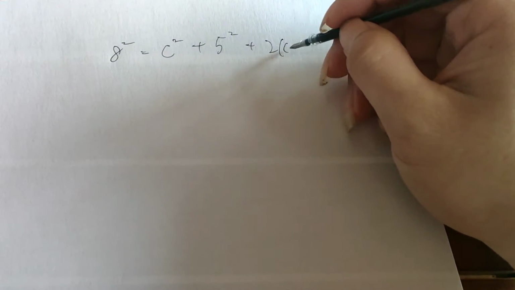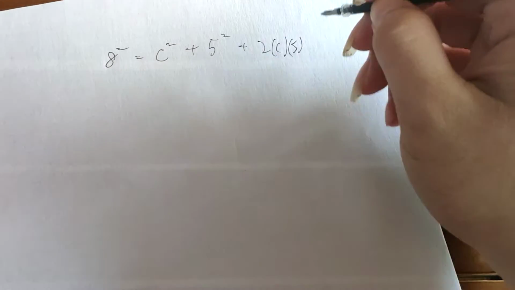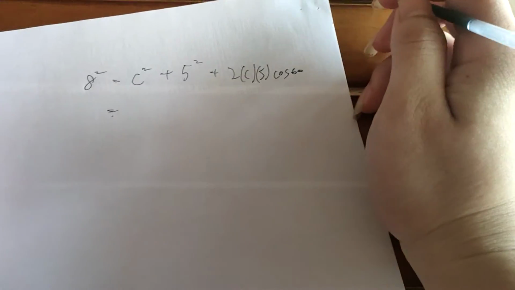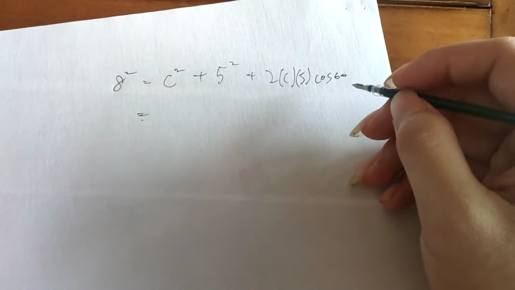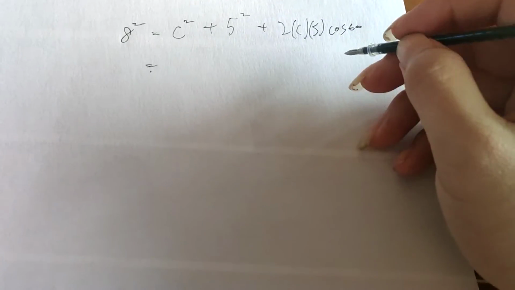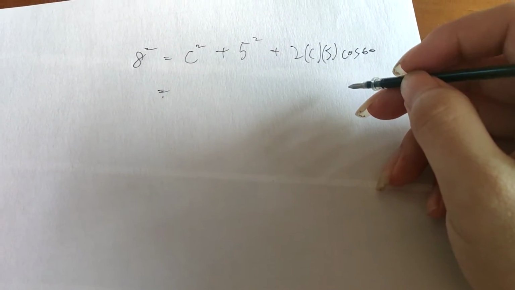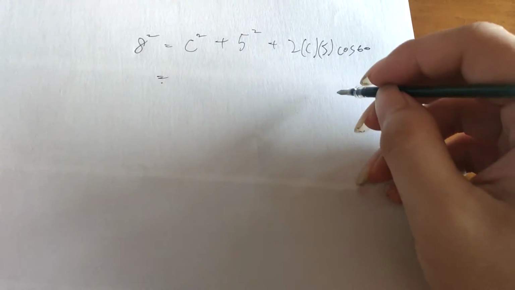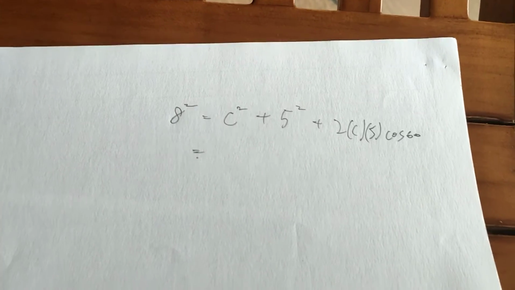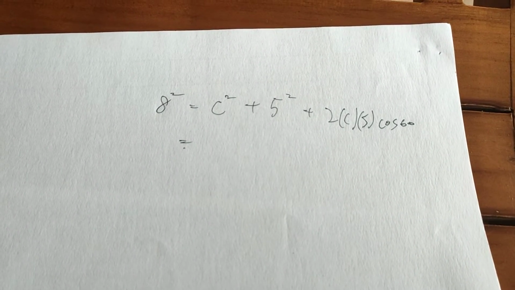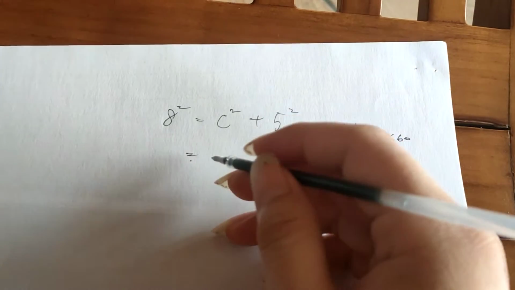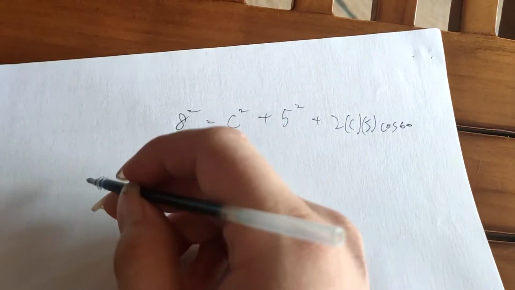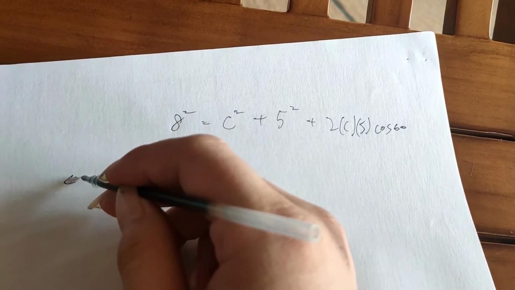Two C5 cos 60. Cos, this is the cos equation. Cos 60 is... this doesn't seem too good to do. C squared plus C.